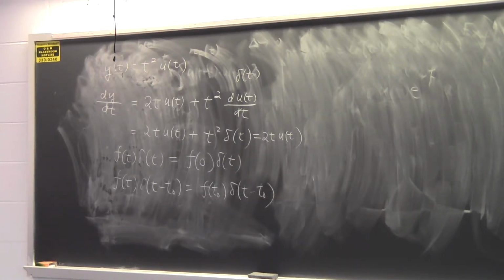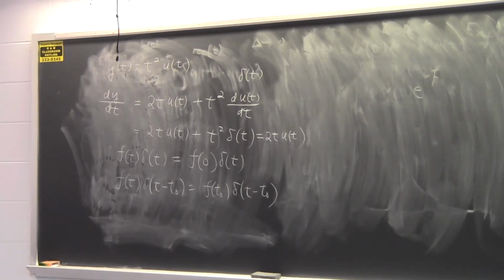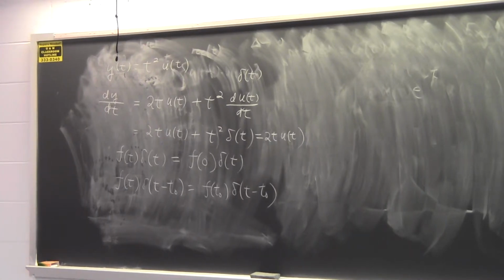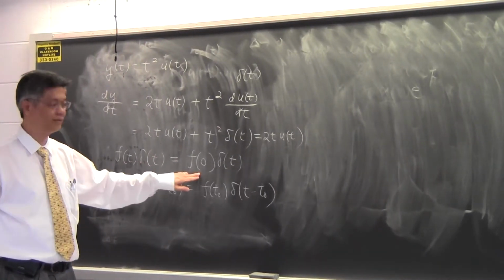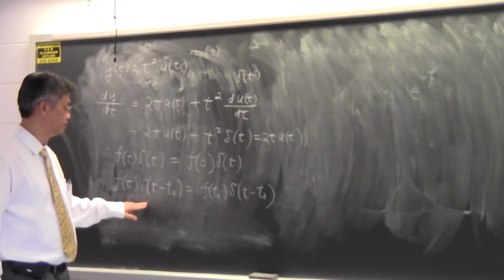But why do you want to claim that f of t delta t is equal to f of 0 delta t? Why do you want to multiply by delta t again? F of t delta t is equal to f of 0. Why multiply this by delta t again?